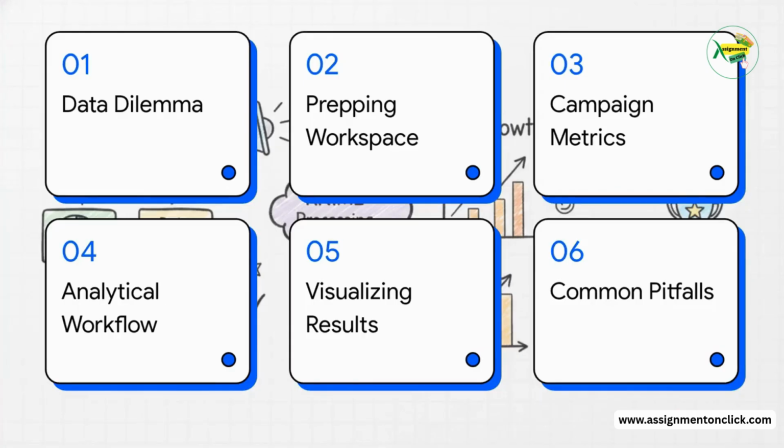Okay, so here's our roadmap for today's explainer. 1. The marketing data dilemma. 2. Prepping your workspace. 3. Key campaign metrics. 4. Building the analytical workflow. 5. Visualizing and interpreting results. And 6. Common pitfalls to avoid. Let's get right into it.